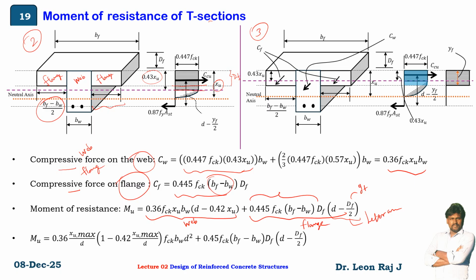Here D minus 0.42 Xu is the lever arm. So Mu equals 0.36 Xu max by d into (1 minus 0.42 Xu max by d) fck bw d square. That is the web portion. Plus 0.45 fck (Bf minus bw) Df into (d minus Df by 2).